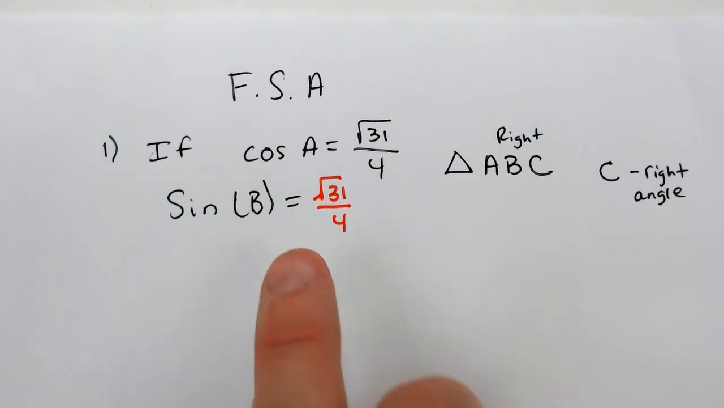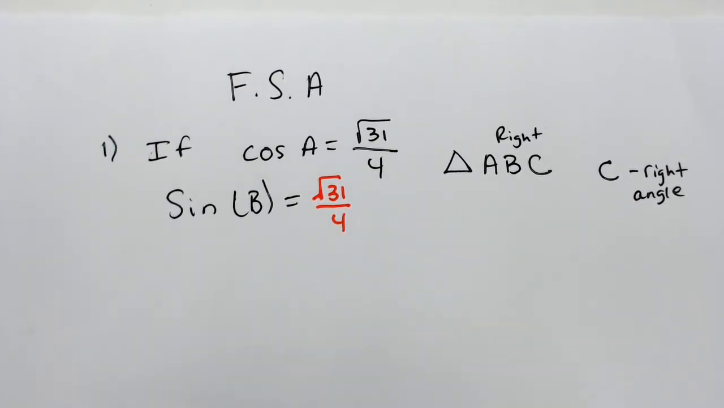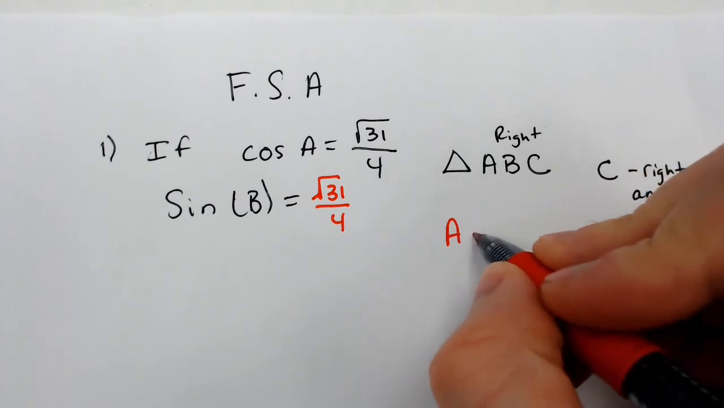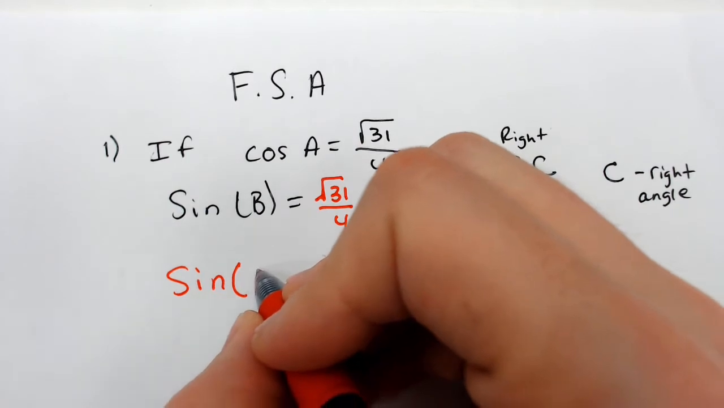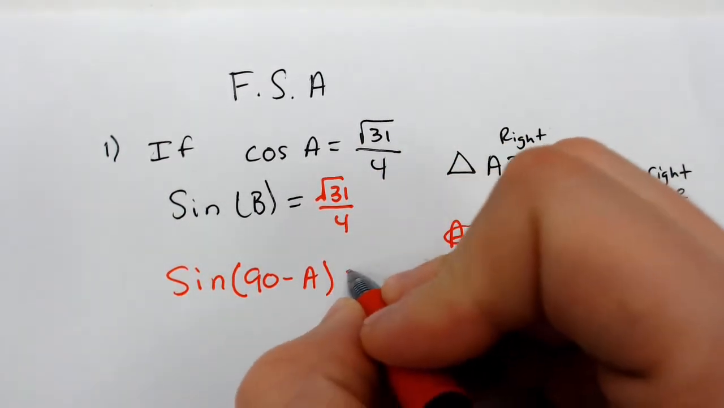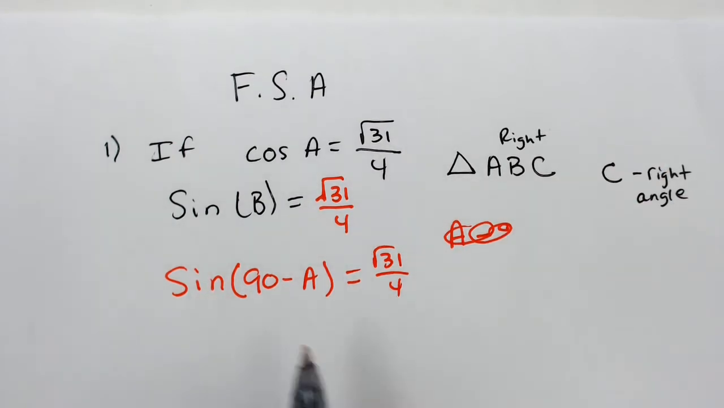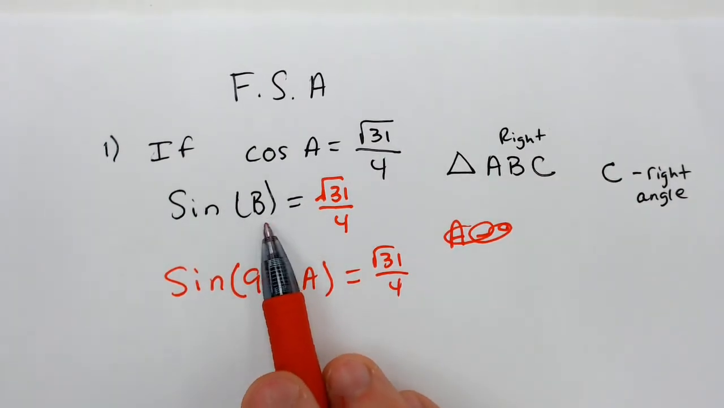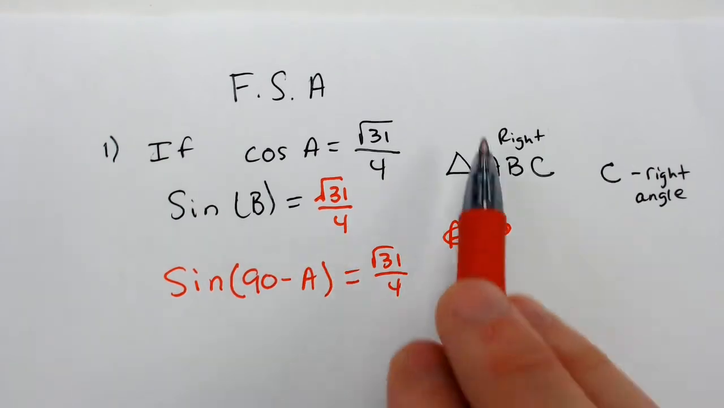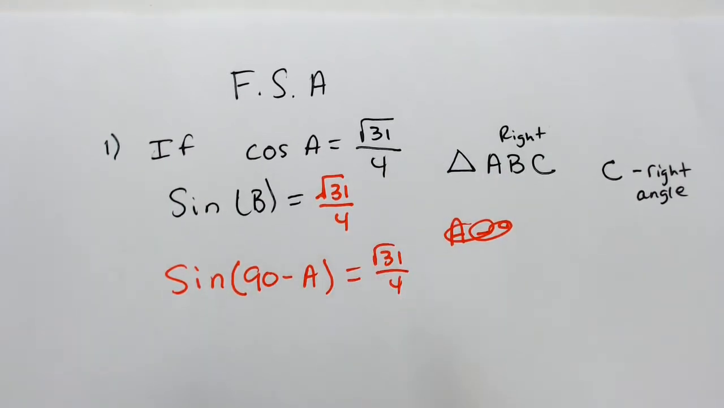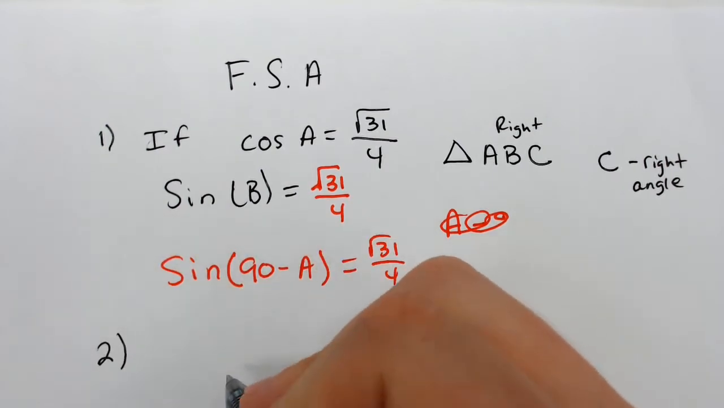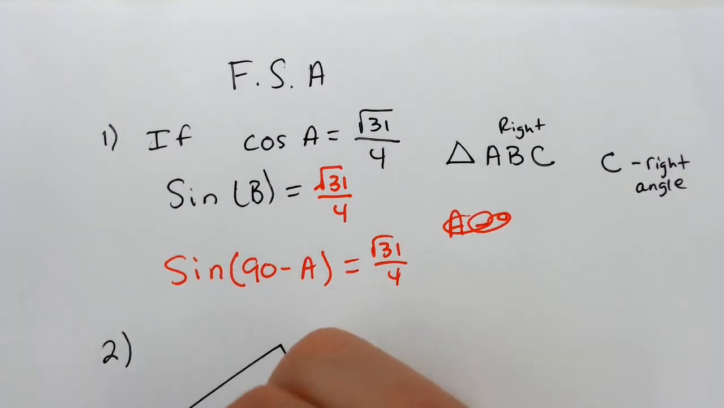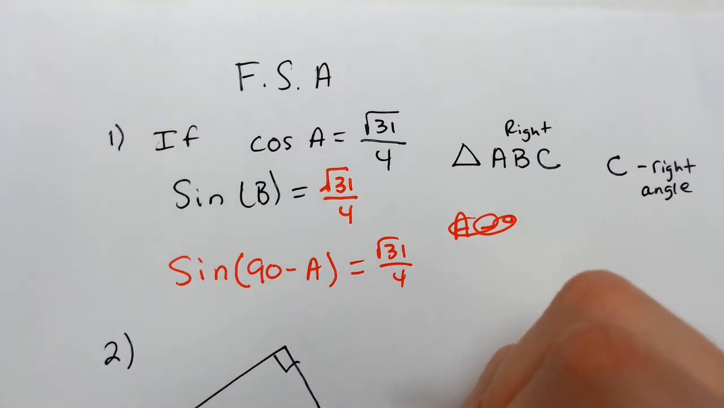They could word this a lot of different ways. We could have said sine of 90 minus A. That would still equal square root of 31 over 4, because 90 minus A represents angle B. Okay, so we're going to deal with this topic a lot as we go through these problems. But we're also going to be solving for trig functions and just basic ones as well, because sometimes that's on the FSA.